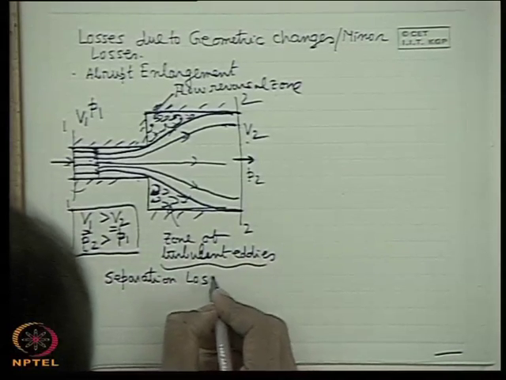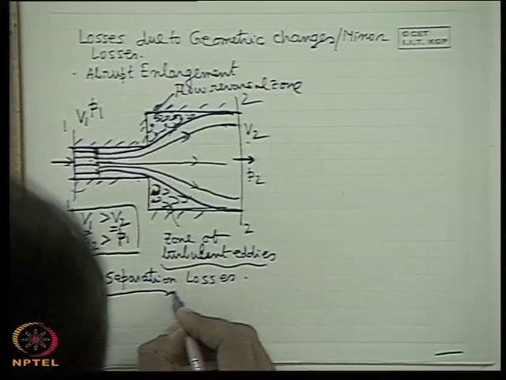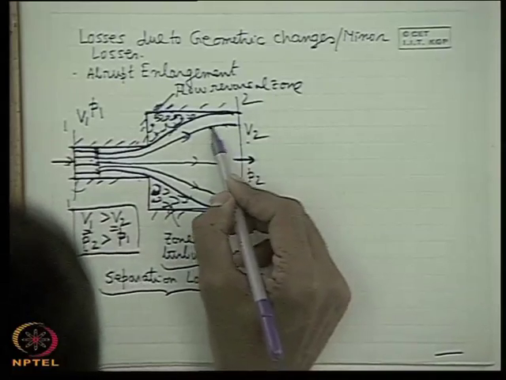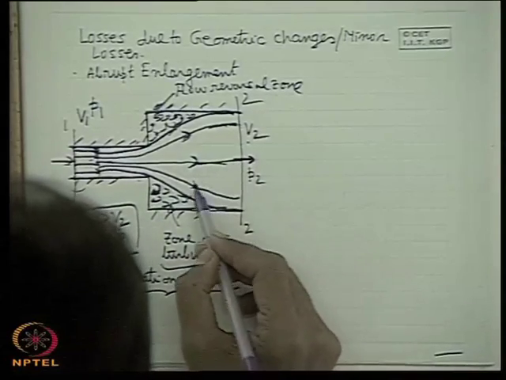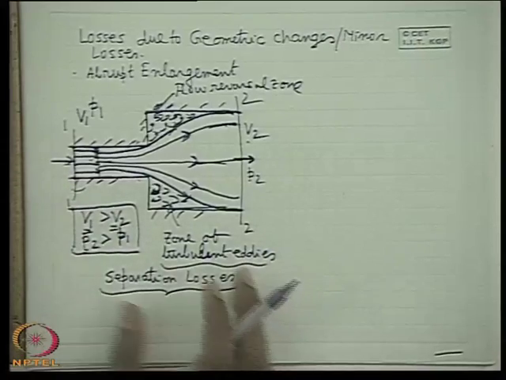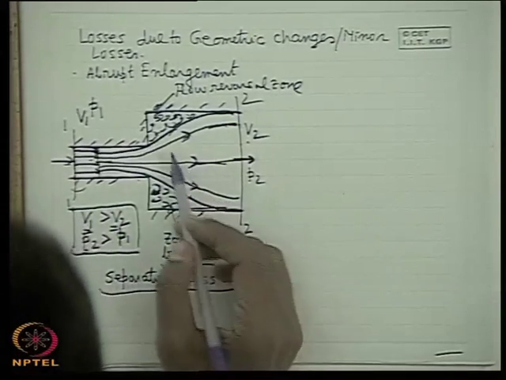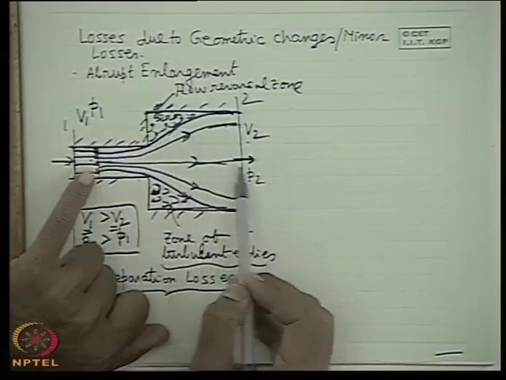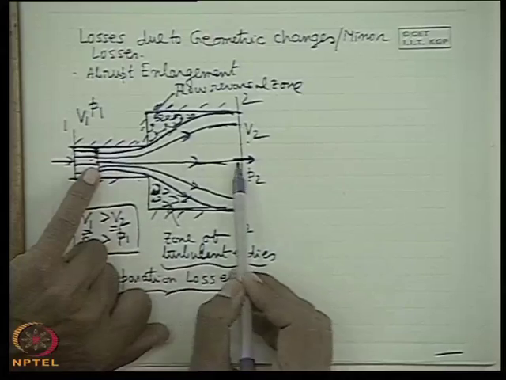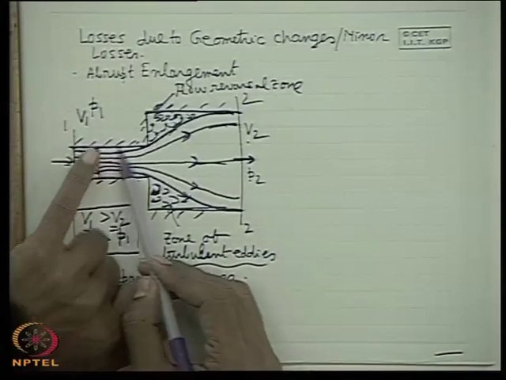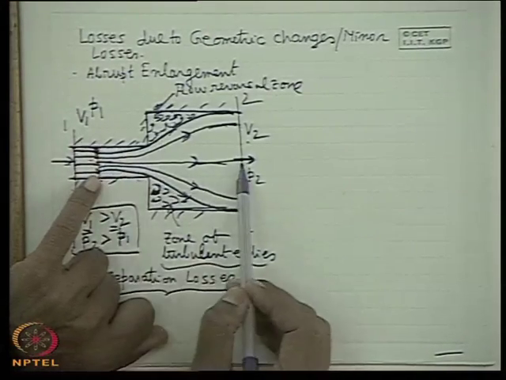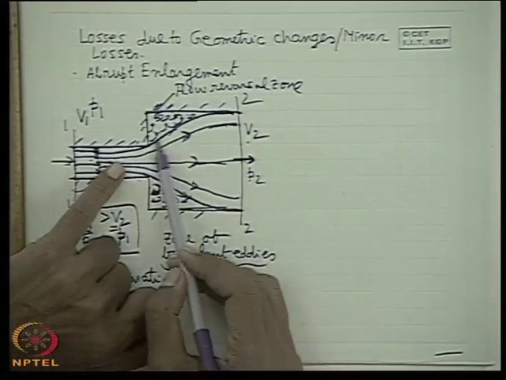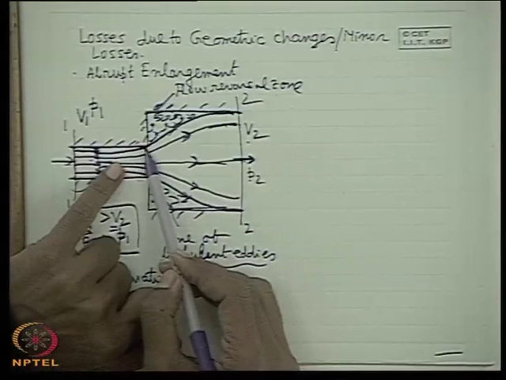In your advanced fluid mechanics classes also you will learn this, known as separation loss, or sometimes we call it boundary layer separation. But I am not bringing in the word boundary layer in this context, because this will lead to more confusion. Only separation losses. Now what is this? In real fluid, what happens? When a fluid flows against an adverse pressure gradient, this is an adverse pressure gradient, P2 to P1. Now in P2 to P1, the fluid is able to flow because the energy gradient is not adverse. Energy here is higher than energy here. But what happens in fluid very near to the wall?